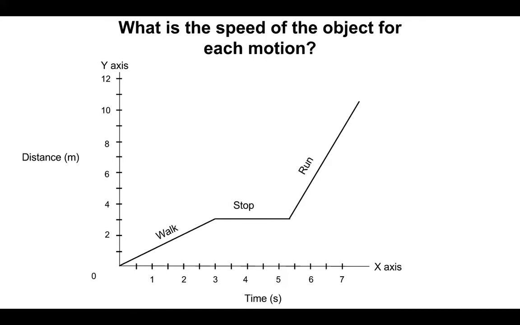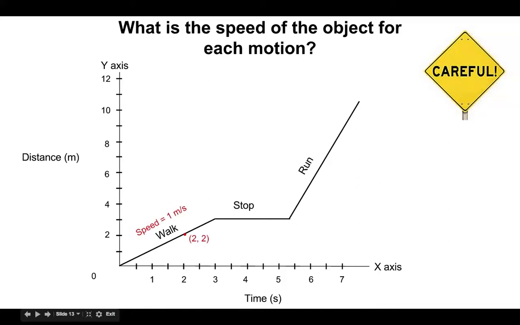So what is the speed for each one of these? Well, we know that speed, velocity, is distance divided by time. So up until this point, we've just picked a point and calculated the speed, but we've got to be very, very careful on this because there are going to be some problems that I'm going to show you. So down here, I've got one point on the walk. If we figure out the coordinates 2 and 2, and we divide that out, distance divided by time gives us 1 meter per second. Okay, that's fine. That makes sense so far.